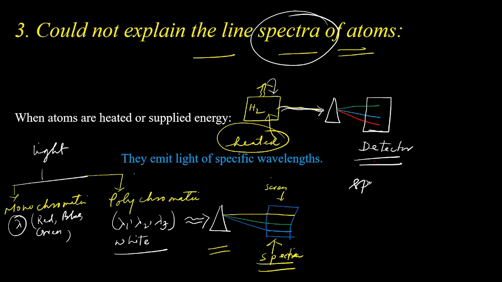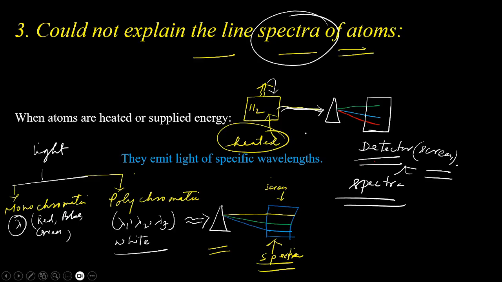So a spectra will appear here on the detector or on the screen, right? So this is how a spectra is observed. An element has two types of spectra. One is line spectra, another is continuous spectra.